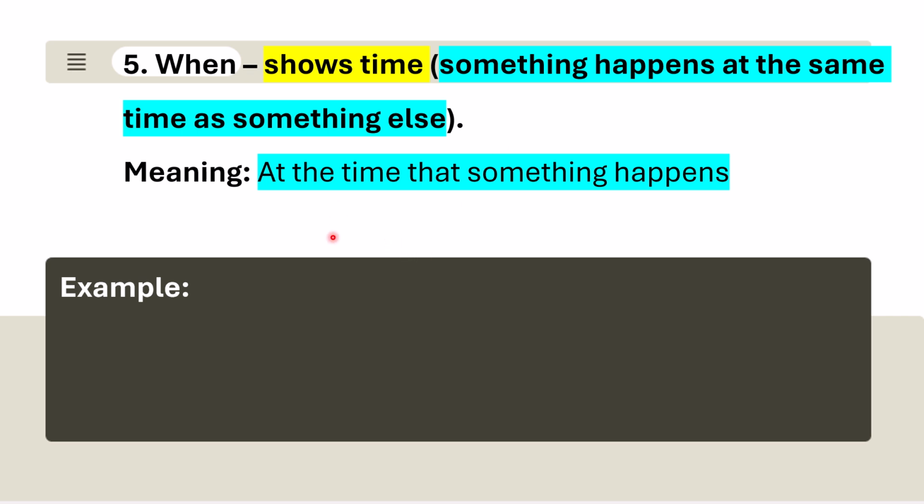At the time that something happens. Look at the example. I eat dinner when I get home. So you are out and it's dinner time. So what do you say? You go home and then you will have your food. That's your dinner. So I eat dinner when I get home.